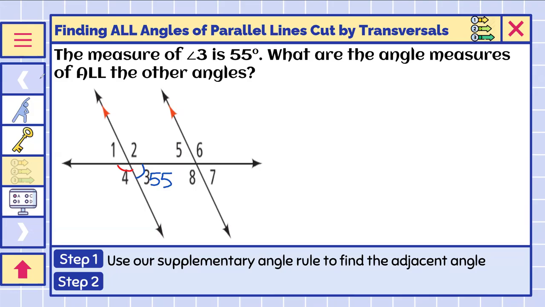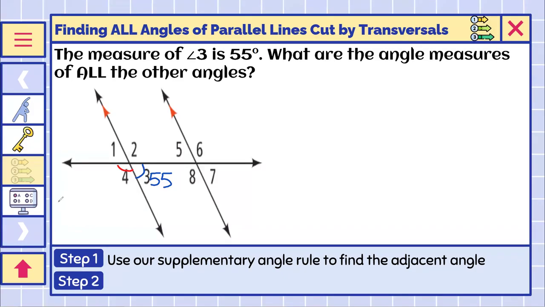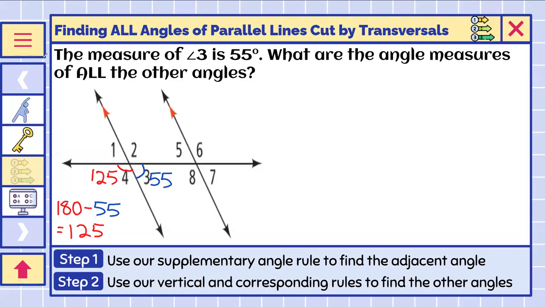So I'll do that down here. If I take 180 and I subtract the 55 I was given, 180 minus 55, I get 125. So that is the angle measurement for 4. So I have two angles now, the one I was given and the one I got by subtracting it from 180. Step 2 is use our vertical and corresponding rules to find the other angles.